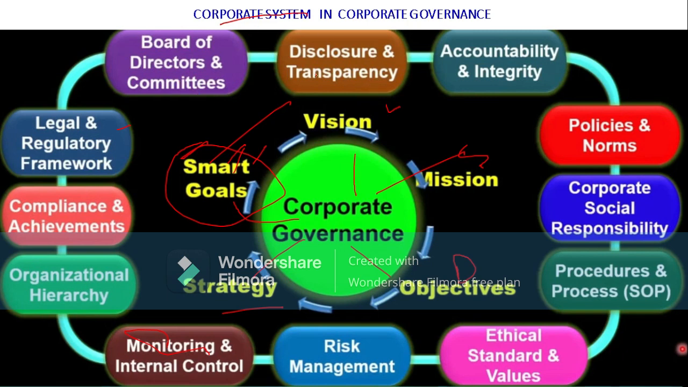Okay, so disclosure and transparency, we have discussed earlier. So all this is a corporate system under corporate governance. So if we are asked what corporate governance means, we have to write about the system. Corporate system means it involves vision, objective, strategy, smart goals, and at the same time all these will be aligned with the corporate governance on the principles of disclosure and transparency, accountability, policies, CSR. All these aspects come under the system of corporate governance.